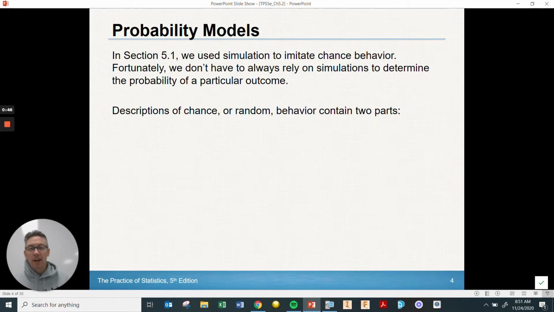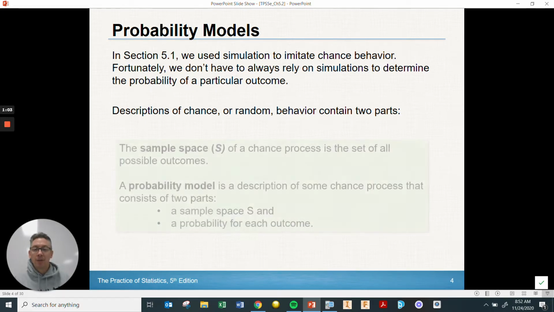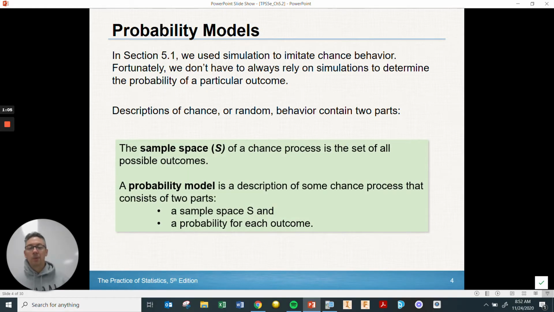We just finished section 5.1 where we're working with simulations to try and imitate and pretend to do these random behaviors, but we can also think about just what could happen and not have to pretend to do it. We can just try to describe what all of the outcomes are. So when we describe random behavior, there's always going to be two pieces that we want to think about.